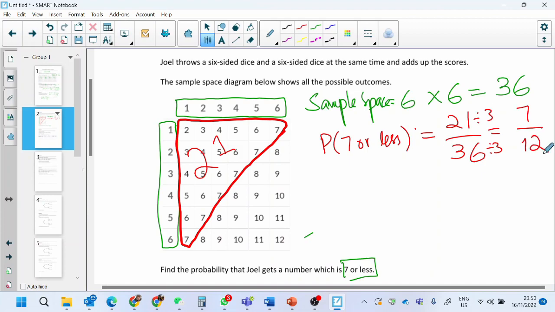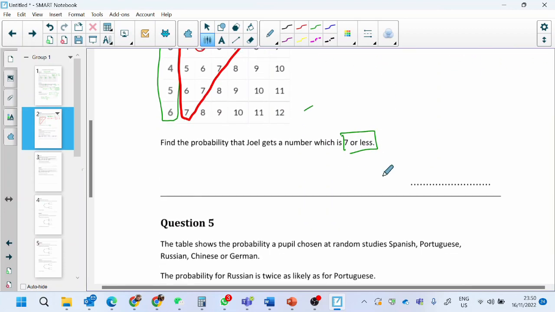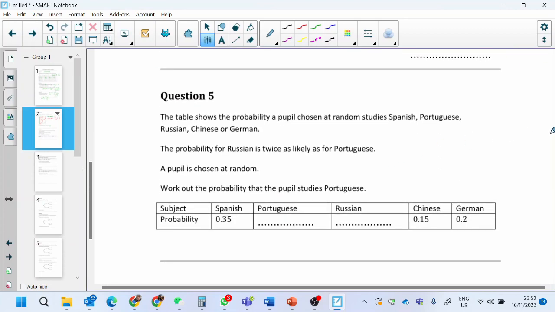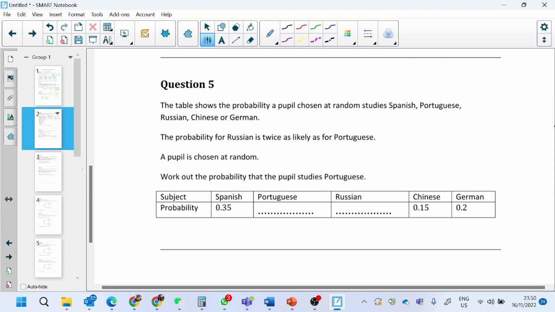So 7 over 12 is the simplified answer of the probability. In question number 5, it says the table shows the pupils chosen at random study Spanish, Portuguese, Russian, Chinese, or German. Spanish is 0.35 here, Chinese is 0.15, and German is 0.2. And there is a condition that the probability of Russian is twice as likely as Portuguese.